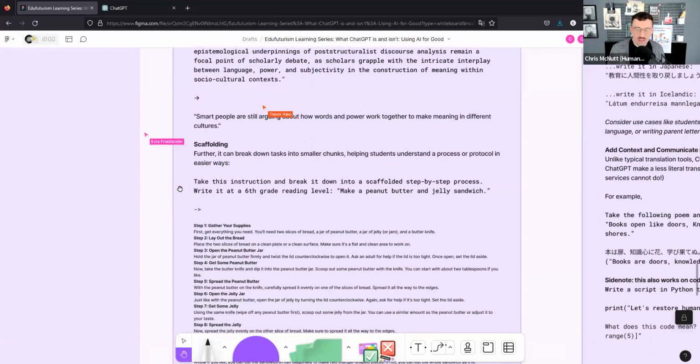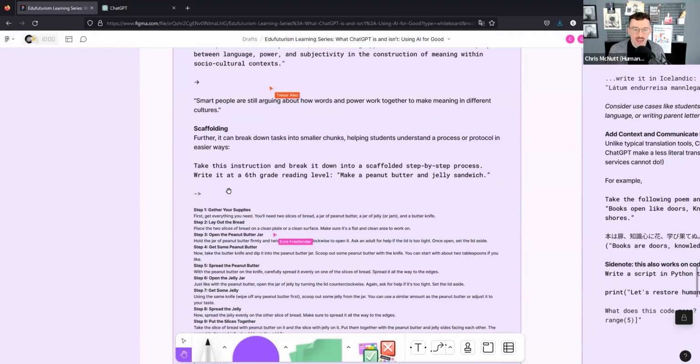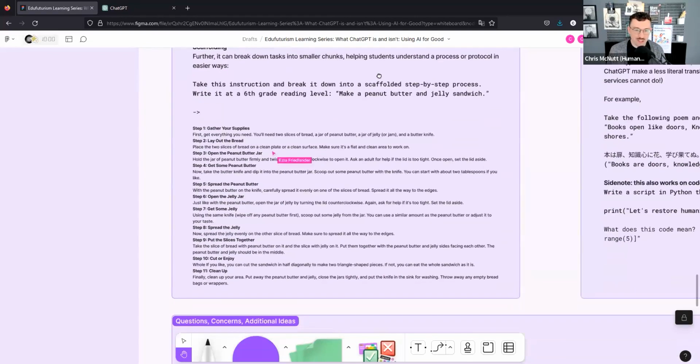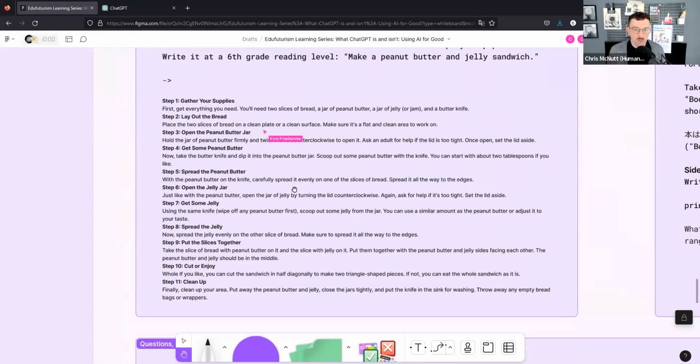This also allows you to easily do scaffolding, where if a student isn't familiar with a process or a protocol, or people just need more steps broken down for them, if you, for example, tell it, hey, take this instruction, break it down in a scaffolded step-by-step process, write it at 6th grade reading level, make a peanut butter and jelly sandwich, classic writing exercise, here is what ChatGPT will output to you. It will give you every single one of the steps and then give you details on how to do every single one of those steps.